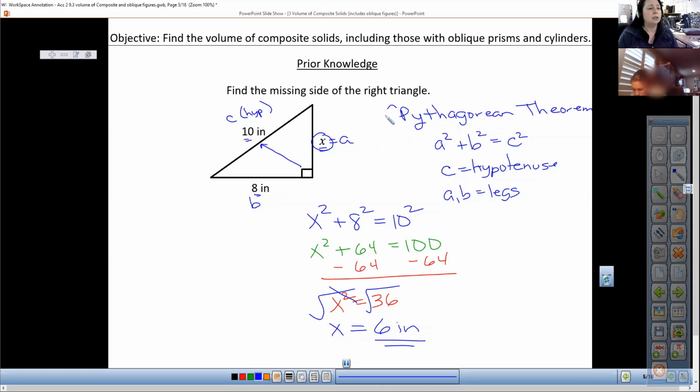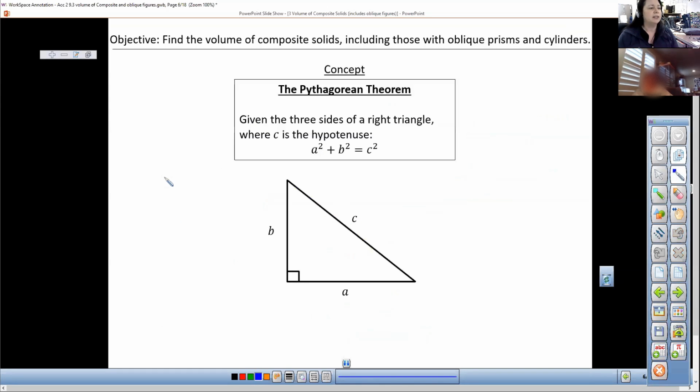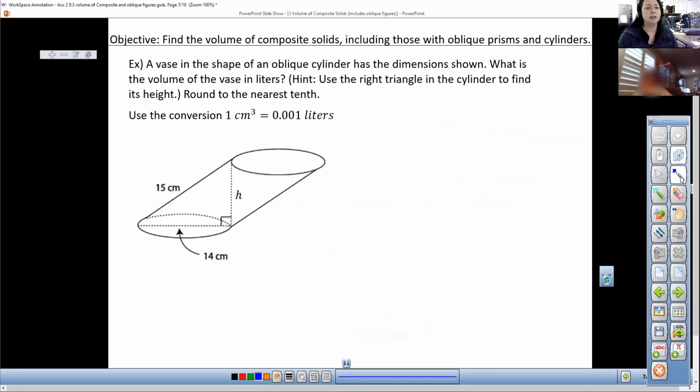Knowing this Pythagorean theorem and knowing when to use it is an important part from here on out in our volume problems. This is just showing the Pythagorean theorem for reference purposes. All right, let's take a look at this problem.